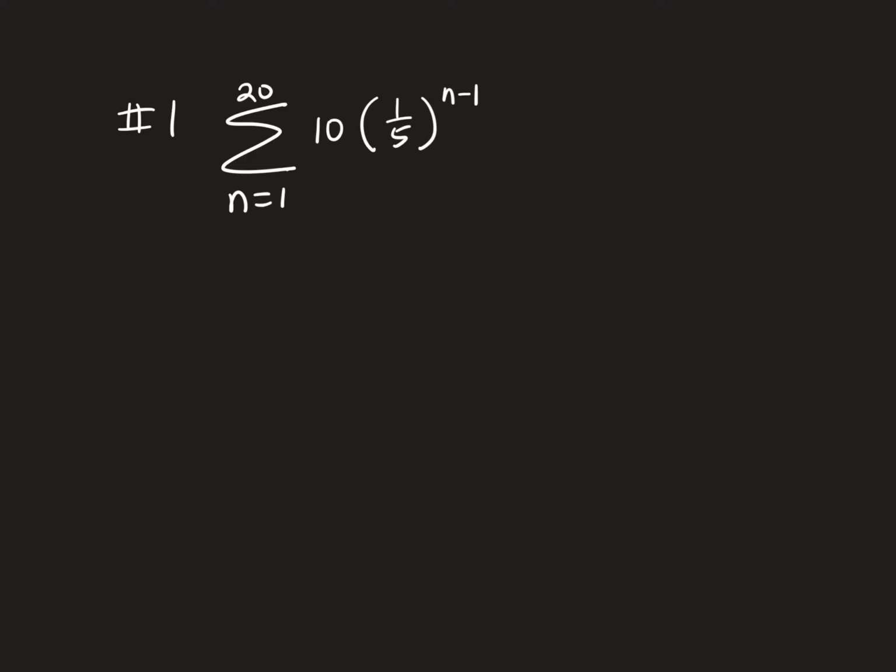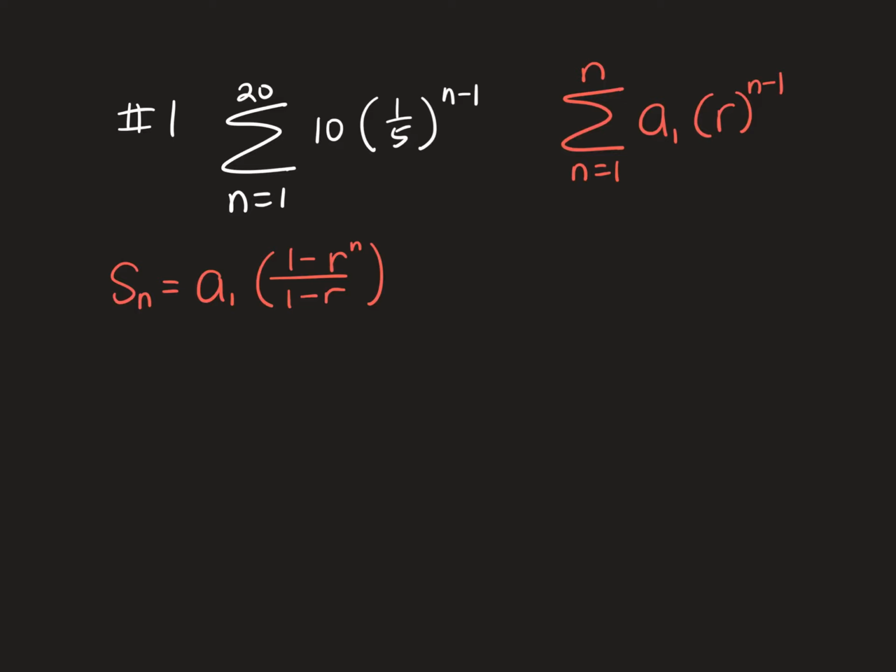Okay, so let's talk about number one on this check-in. You're finding a finite geometric series. So we have a formula that we use for that, which looks like this. It's a sub 1 times 1 minus r to the nth power over 1 minus r. And that's when your series is written in this form.